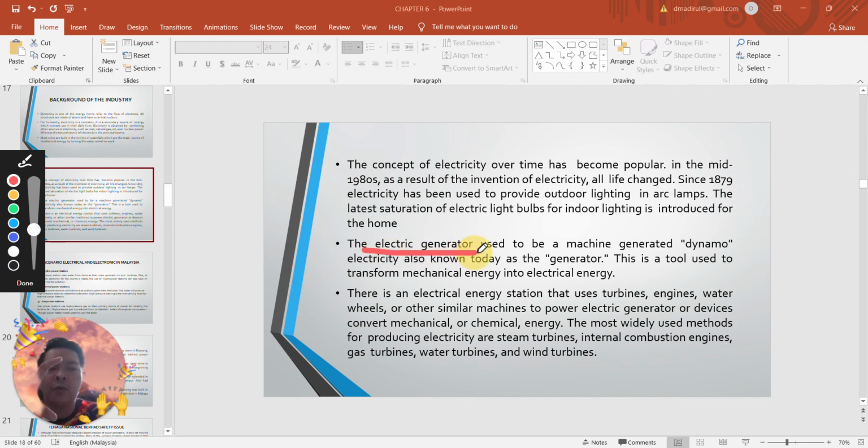Whereas the electric generator used to be a machine that generated electricity, known as a dynamo, also known today as a generator. This is a tool used to transform mechanical energy into electrical energy. An electrical power station also uses turbines, engines, water wheels or other similar machines to power the electric generator, a device which converts mechanical energy into electricity. The most widely used methods for producing electricity are the steam turbine, internal combustion engine, gas turbine, water turbine, and also the wind turbine.